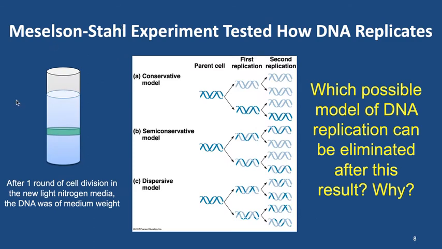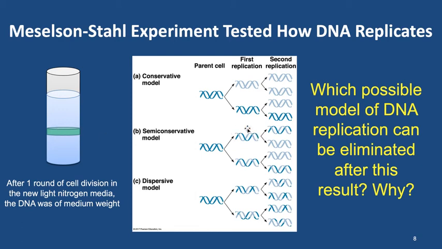And so here is what their test was. They saw that after one round of cell division, in that taking the heavy DNA E. coli and moving them into the light nitrogen media, they saw after one round the DNA was medium weight. So this is just one round of replication, and hopefully you can see that that is actually consistent with two of these different models. That is no longer consistent with the conservative model. So in the conservative model, you should have two bands here.